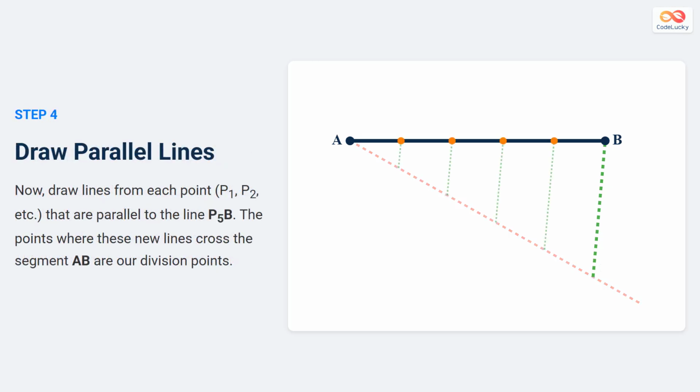This is the final construction step. From the other points on our ray, P1, P2, and so on, we draw lines that are perfectly parallel to the line we just made. These new parallel lines will cross our original segment, AB.